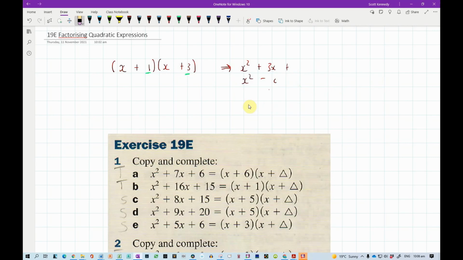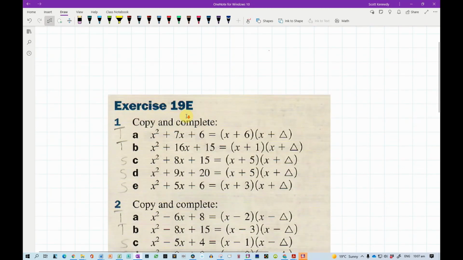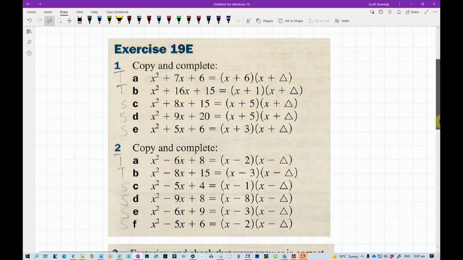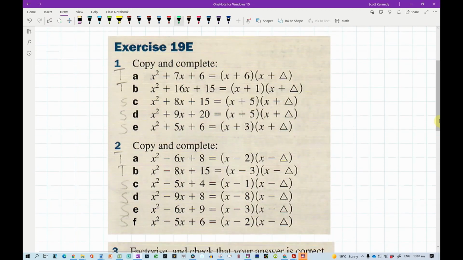But I think I'll launch straight into this, and we'll do the examples that are in our book, and we'll learn a little bit of skill and intuition as we go along about how to solve these. So, the first one we've been given here is x squared plus 7x plus 6. Now we've got to think of the factors of 6 that add to 7. We've got 1 and 6, and 2 and 3. Obviously 2 and 3 don't add to 7, and they've already given us a clue that we need 6 and something else. So the other one must be 1.